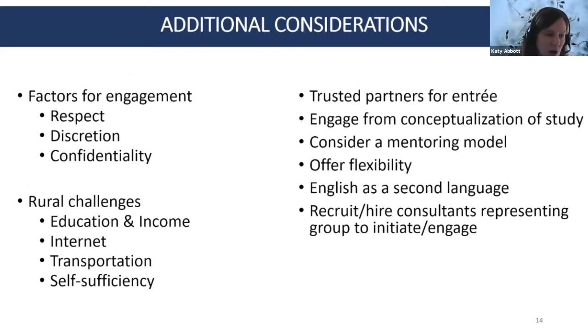And so the last few comments that I want to make is thinking about, again, these factors of engagement: respect, discretion and confidentiality, extremely important in our rural areas, because guess what? Everybody knows everybody in these smaller communities, and there's oftentimes family members working in these communities.